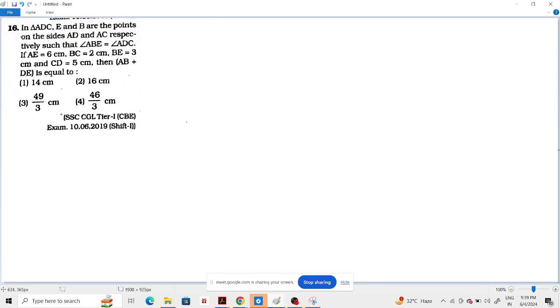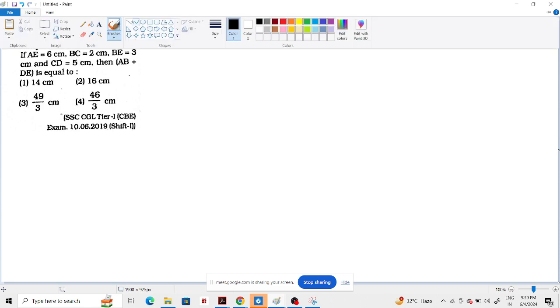Okay, in triangle ADE, E and B are the points on the sides AD and AC respectively, such that angle ABE is equal to angle ADC. Okay, so let us draw the triangle.